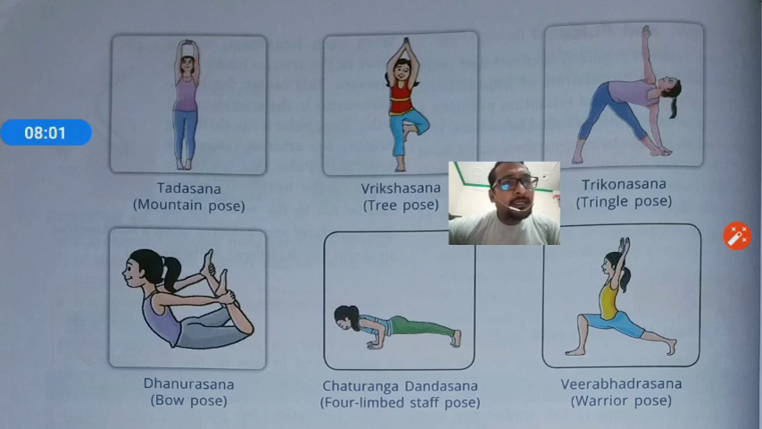Then you have Trikonasana, like a triangle. So triangle pose, stretching, seeing above. So this is Trikonasana. Then you have Dhanurasana. Dhanush means bow, so Dhanurasana is like a bow pose.